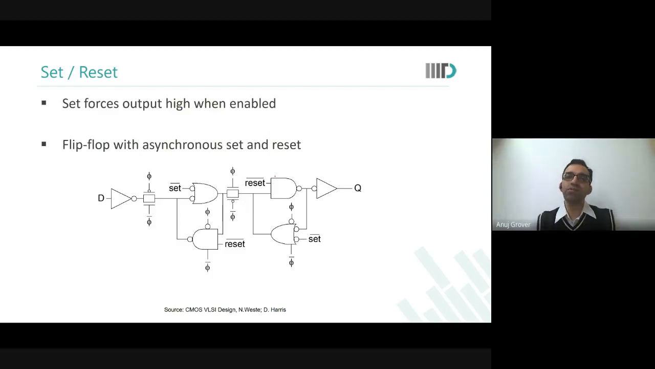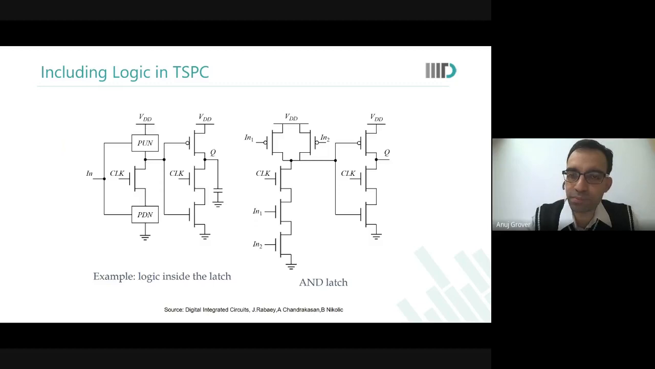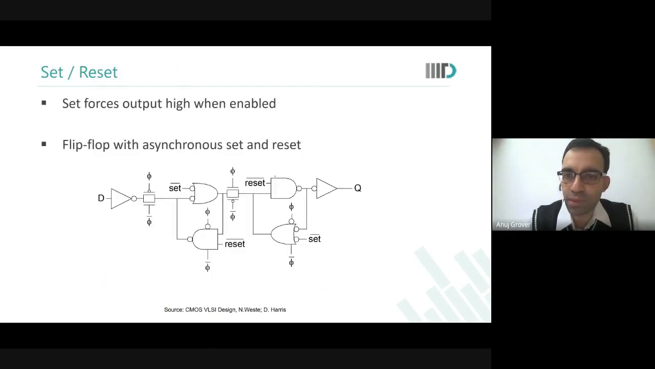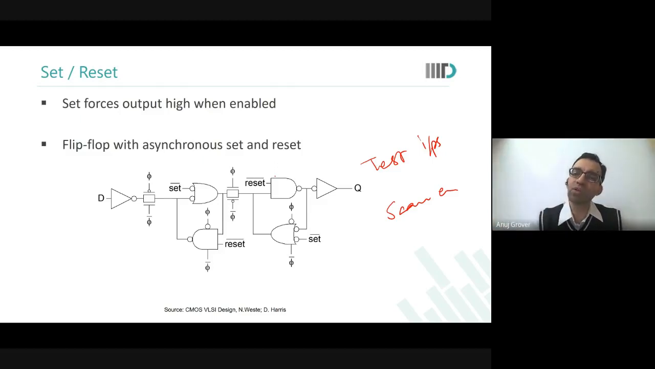In reality, when you go to the ST library that you have already installed in the system, you will see there are test inputs. There are scan, enable, and so on. So there are other things also which are put inside the flop, but we're just not going into that complexity now. Okay.